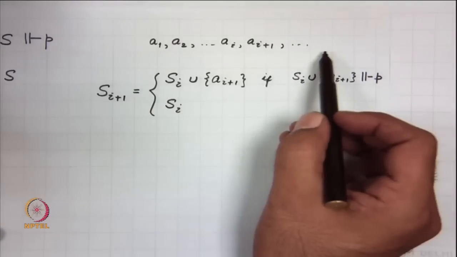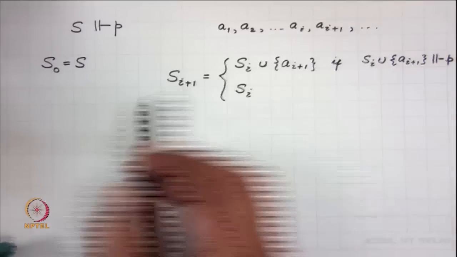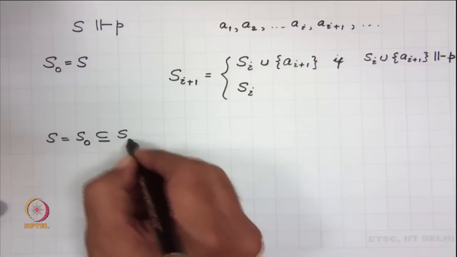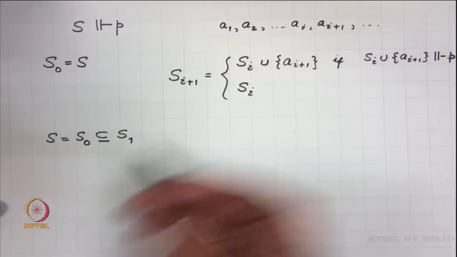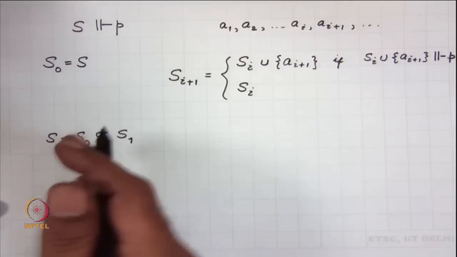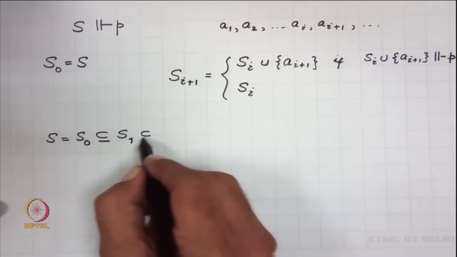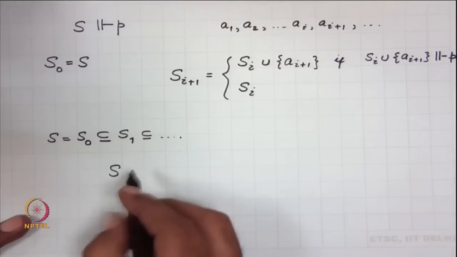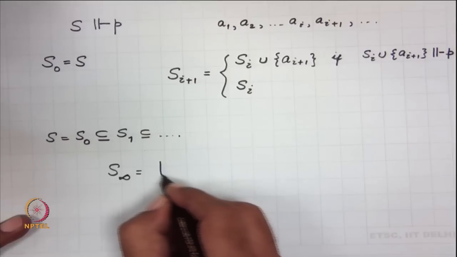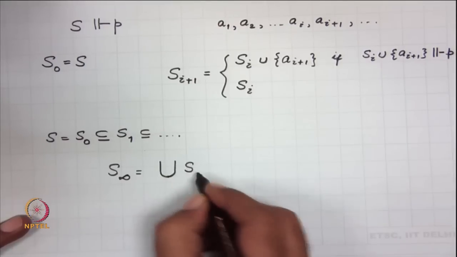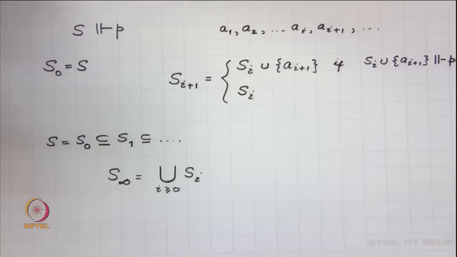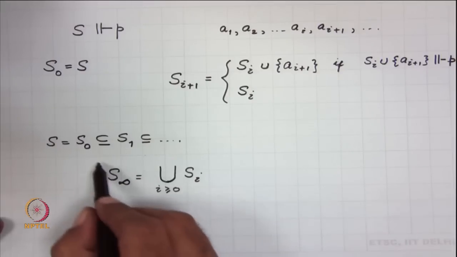So, I go through this construction through this entire enumeration. What do I have? I have S equals S naught, and S naught is a subset of S1. S1 might contain A1 or it might not, but it contains all the elements of S naught, and so on and so forth. So, I have this infinite chain. And now, the S infinity that I am constructing is simply the union of all these Si's, where i is greater than or equal to 0. This is my construction.